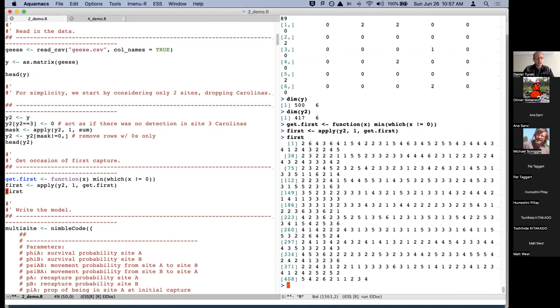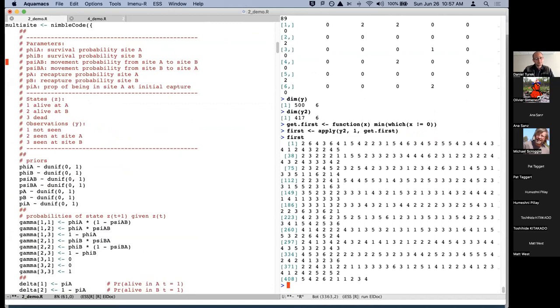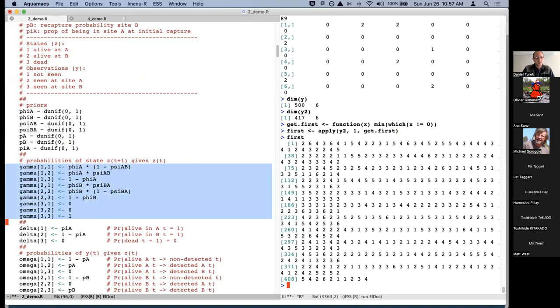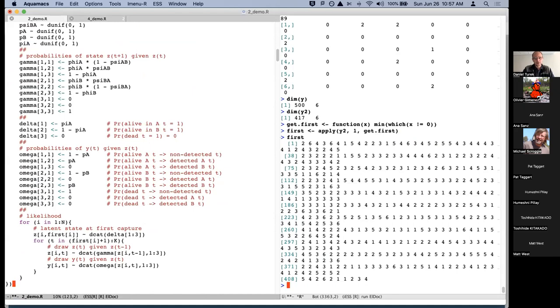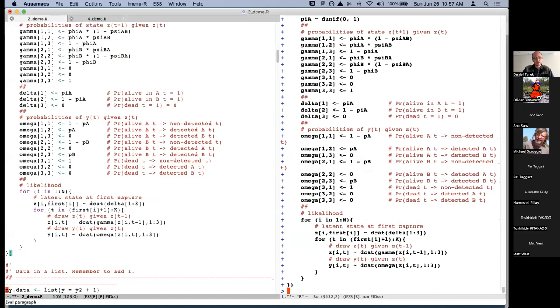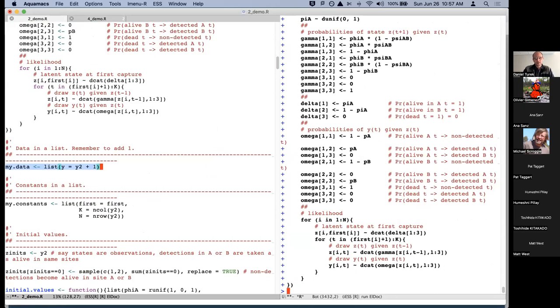The priors, exactly what we looked at. The gamma transition matrix right here, the code we saw before. Here's the delta with pi A. And also note there's a prior probability on pi A right here. Omega, the observation matrix, and the categorical likelihood. So this is the code for this. The data that we provide to the model is going to be Y2 plus one. Why? Because Y2 had these zeros in it, and we can't have zeros. What we need are ones, twos, and threes.